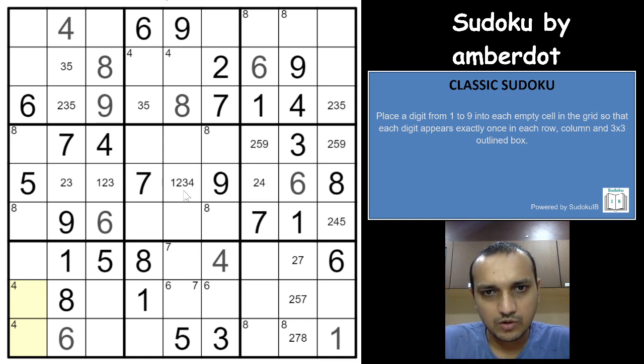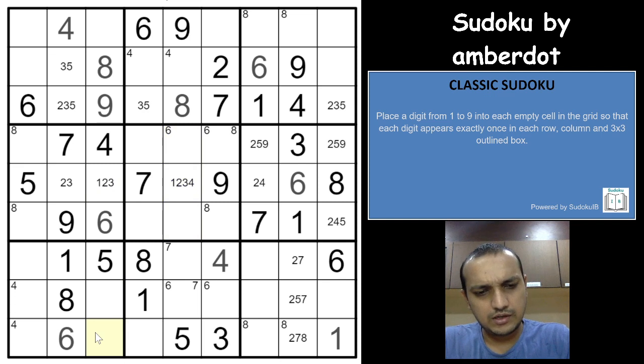Come on, come on. We shouldn't miss anything here. 6 would have to be in one of these two cells. 8 and 5 here, right? One, two, three, and 7. 3, 1. So this is 2 and 7.